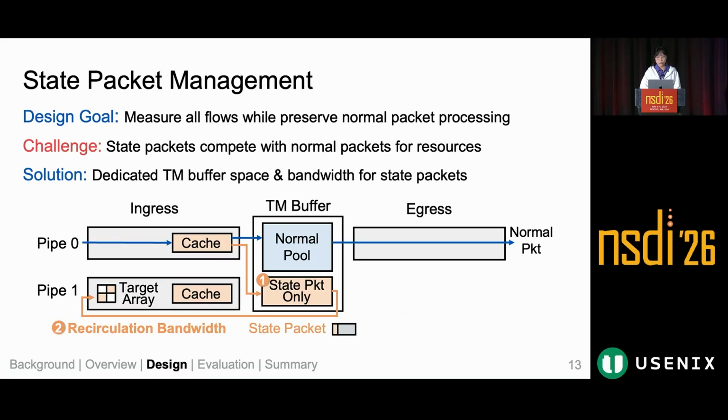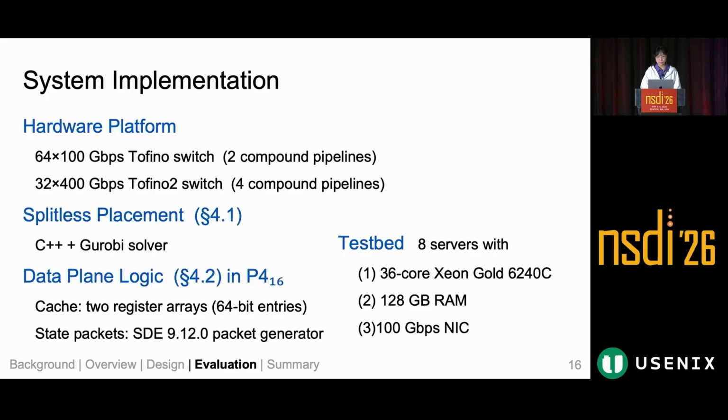The next challenge is how to control the overhead of state packets. SketchPipe uses 2 strategies. First, it allocates dedicated traffic manager buffer space for state packets. This prevents state packets from competing with normal packets for buffer space. And second, state packets are processed using internal recirculation bandwidth. This bandwidth is separate from normal packet processing bandwidth, so state packets do not consume the normal data plane bandwidth. With these 2 mechanisms, SketchPipe can complete asynchronous measurement while preserving normal packet processing performance.